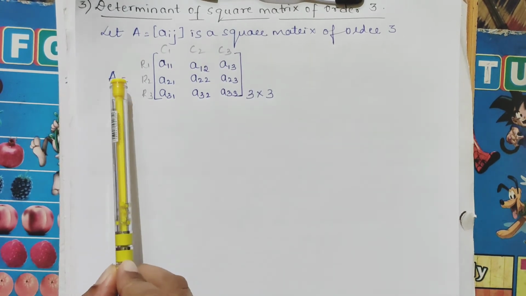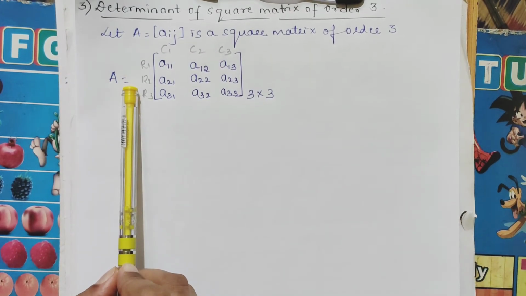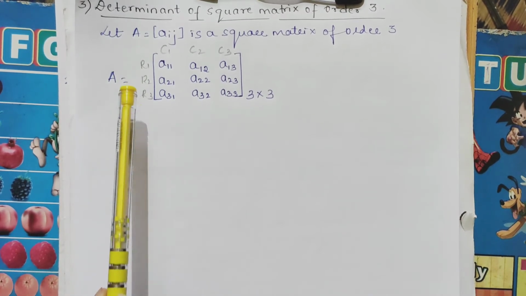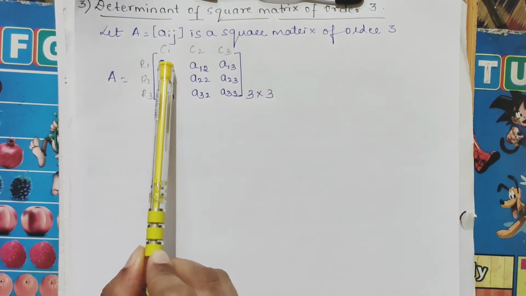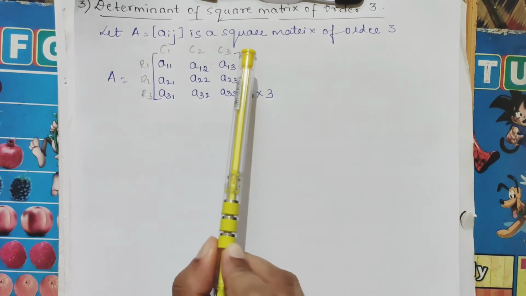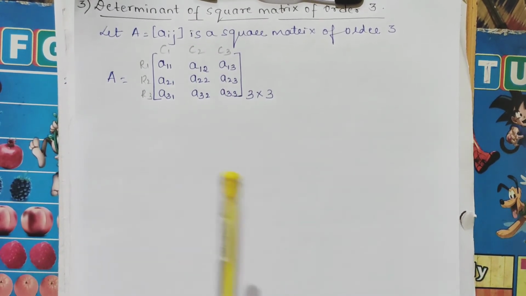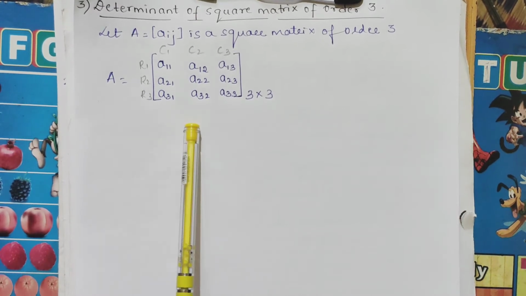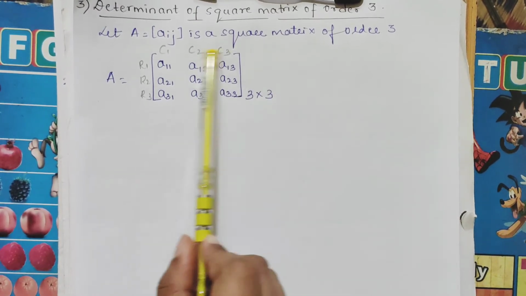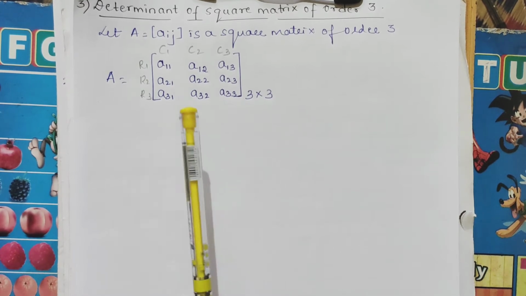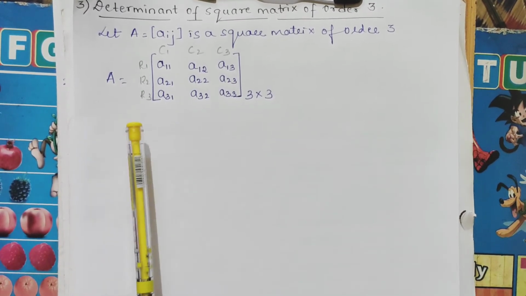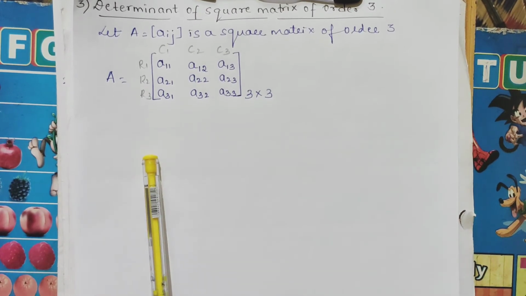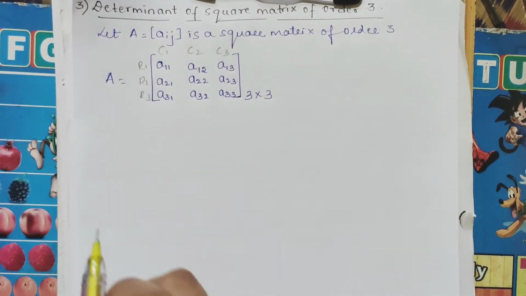So you can reduce, or in short expand, either along row 1, row 2, row 3, or along column C1, C2, C3. How many ways do you have? You have 6 ways in this. You can take any one; you don't have to do all 6 ways. I'll show you any one, and the same follows for the others. So we'll expand along row 1.